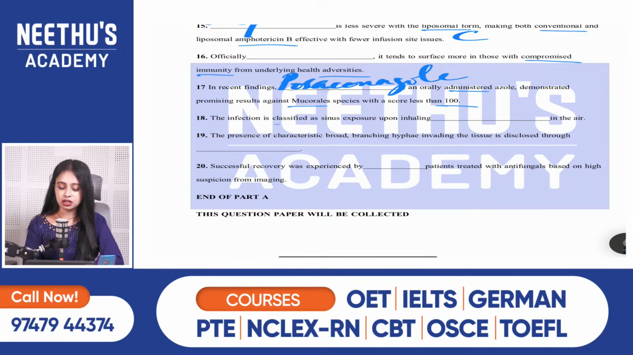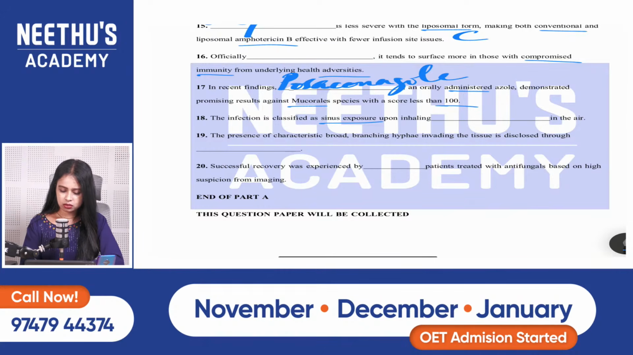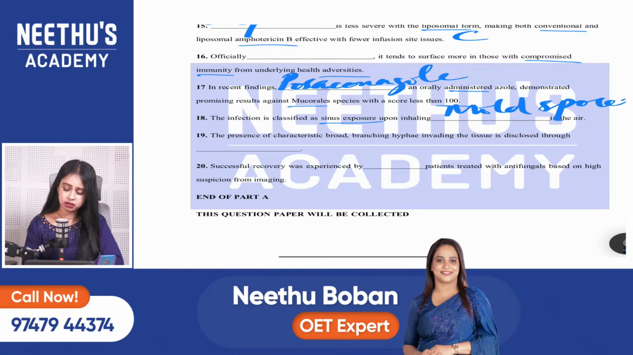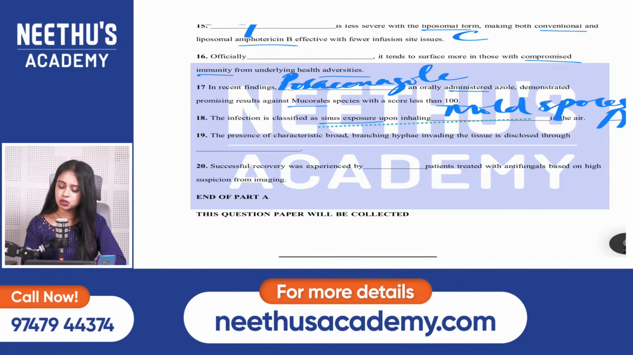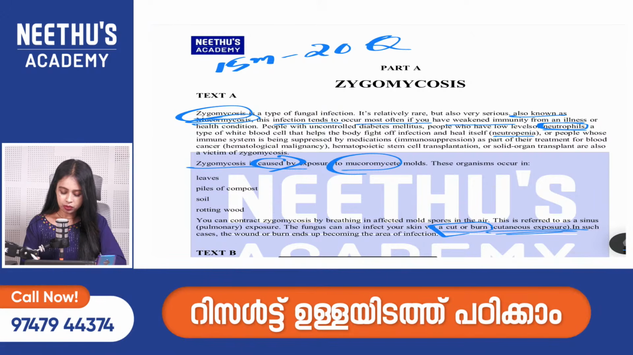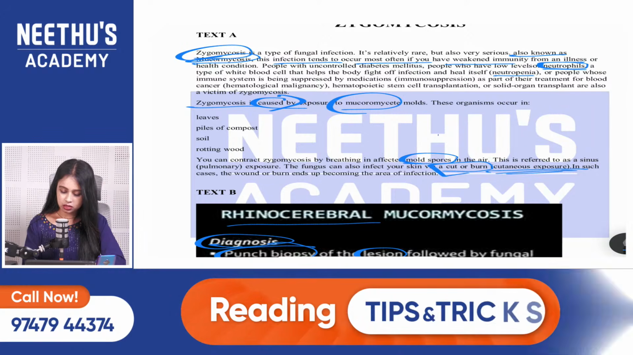Then the next one: infection is classified as sinus exposure upon inhaling dash in the air. So what is in the air? A very direct answer: mold spores in the air. Without even reading, I know that because we have already collected some keywords. If you have collected keywords, you will get the answer without even reading. So the answer is mentioned in text A: infected mold spores. So the answer is here.